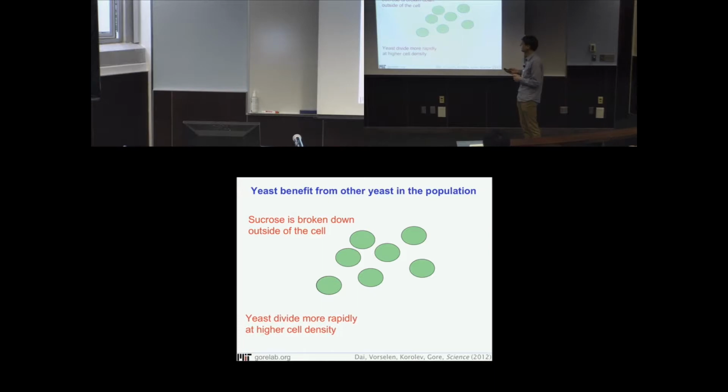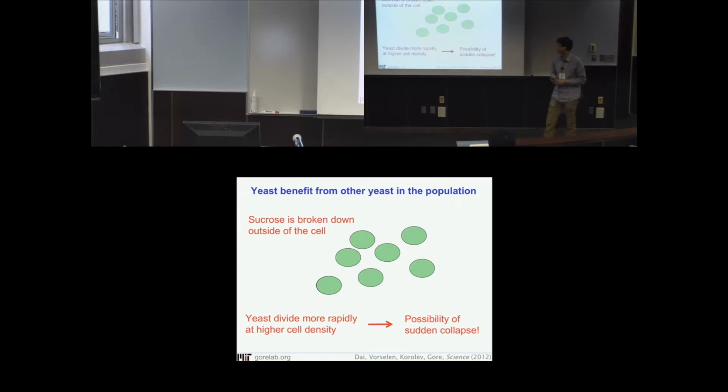And this manifests itself in a very concrete way: the yeast actually divide more rapidly at higher cell density. Of course, eventually, the yeast start running out of resources, and the division rate goes down again. But this effect is called the Allee effect in the context of population dynamics. This leads perhaps to the possibility of sudden collapse, although we have to see if that really does happen.